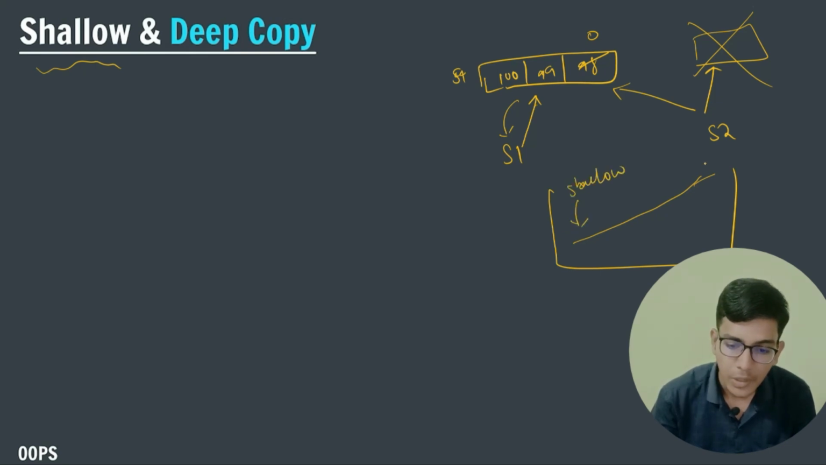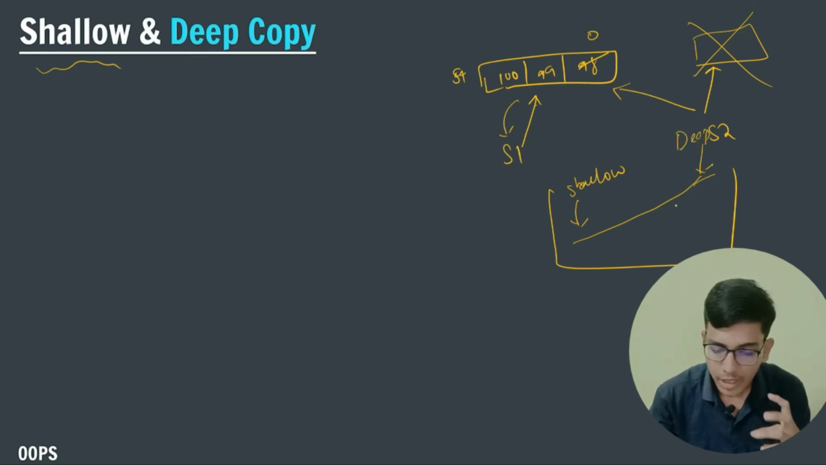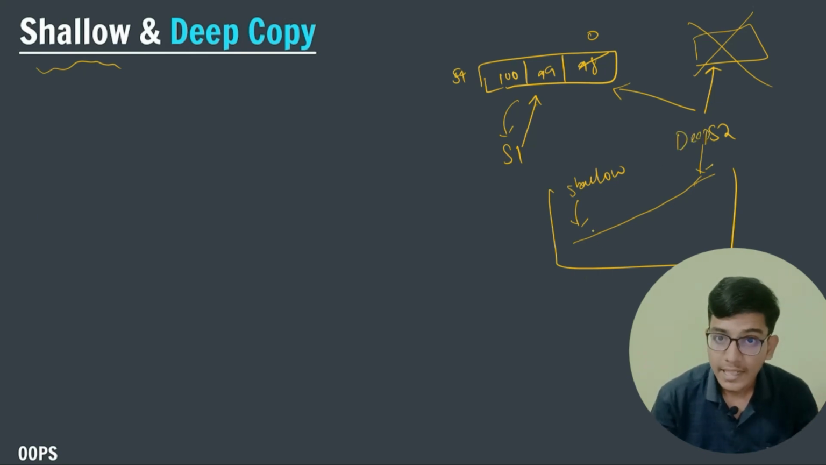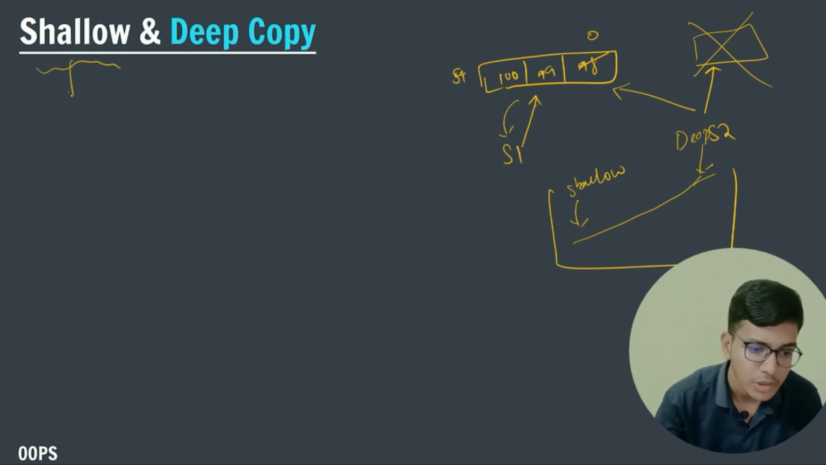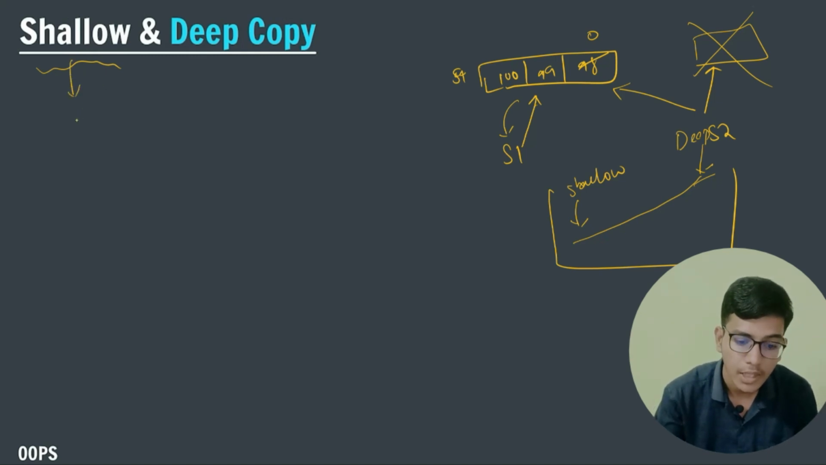As we go deep inside it, the water will become deeper, so the depth of the water becomes deep. So you can understand it this way. Shallow means whatever changes you make in the object will be reflected in my main program. Suppose I am copying the value of s1 to s2.